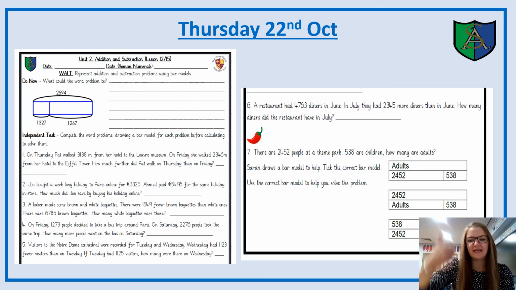Remember, I want to see an estimate, a bar model drawn, and the actual answer. 3 things for every question, please. Repeat for 2, 3, 4, 5 and 6. And then question 7 is a bit of a challenge. You'll be fine with it. Good luck!